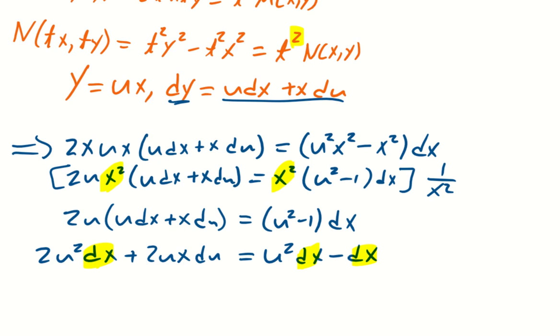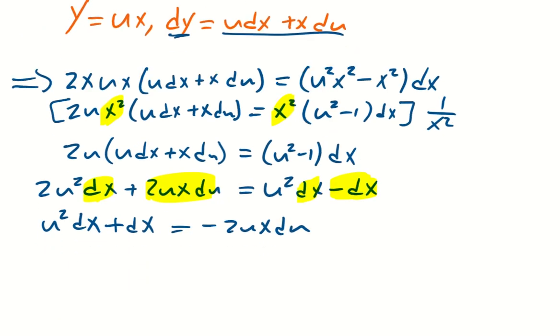And it seems appropriate to subtract u squared dx from both sides of the equation. And this will just yield a positive u squared dx on the left-hand side. We can add a dx to both sides of the equation, and this just yields us a positive dx on the left-hand side. And then we can subtract a 2ux du from both sides of the equation, and so on the right-hand side we end up with minus 2ux du.